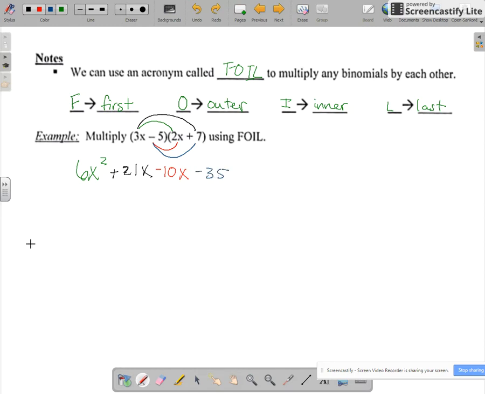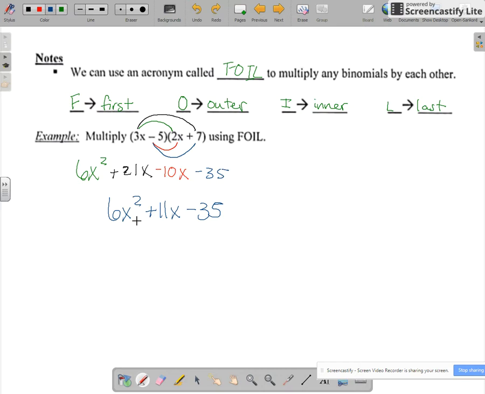Now that we have this, all we have to do is combine like terms. 6x squared does not combine with anything, so we still have 6x squared. 21x combines with negative 10x. 21 minus 10 is positive 11, so positive 11x. And lastly, negative 35 doesn't combine with anything, so we still have minus 35.